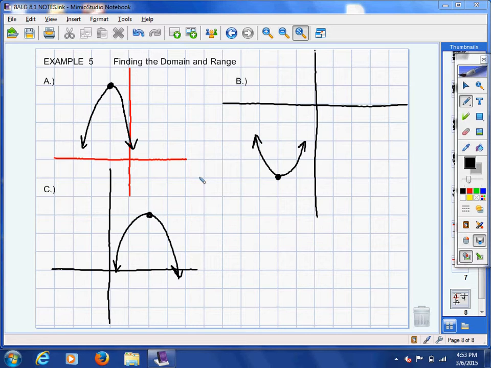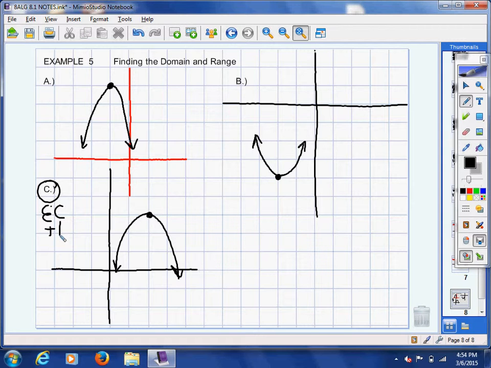Back 8th graders, we're in section 8.1, example 5. We're going to find the domain and the range from a graph. So we have 3 graphs here. I'm going to leave one of them for you for extra credit. How about let's do C for extra credit. I'll give you a point if you can identify the domain and range.